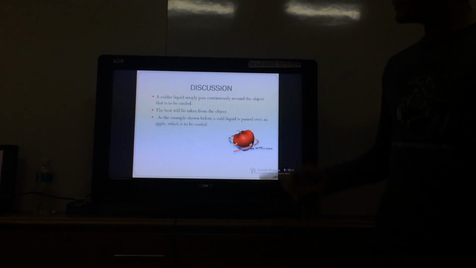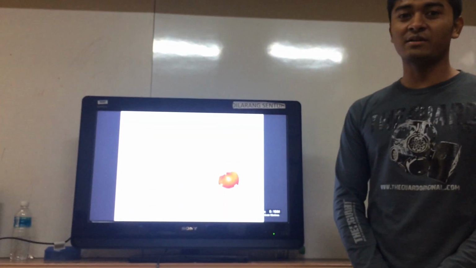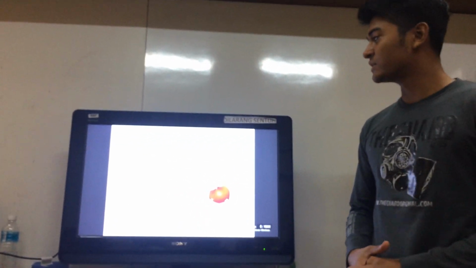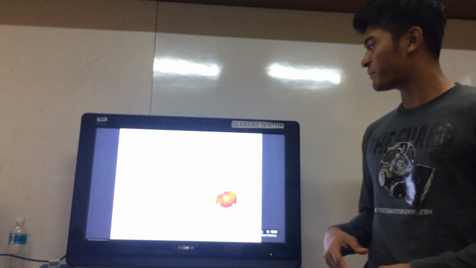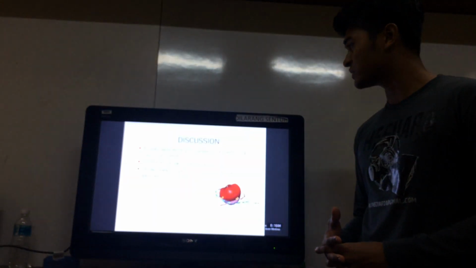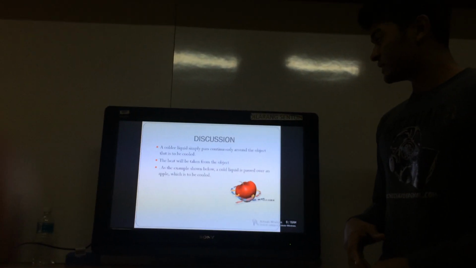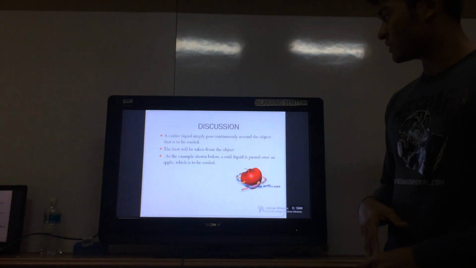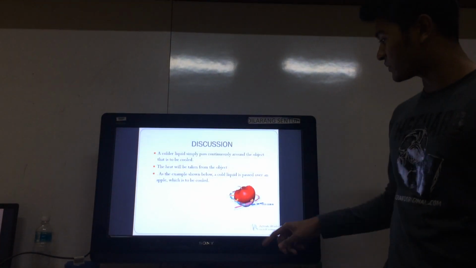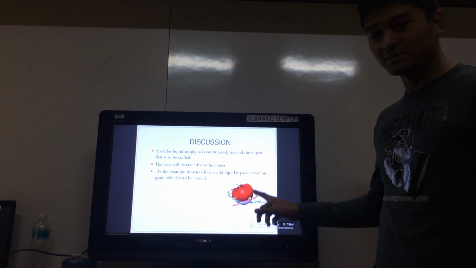Assalamualaikum warahmatullahi wabarakatuh. I will explain the discussion of the basic working principle of the refrigerator. A colder liquid simply passes continuously around the object that is to be cooled. The heat will be taken from the object, and as in the example shown below, a cold liquid passes over the apple, which is to be cooled.